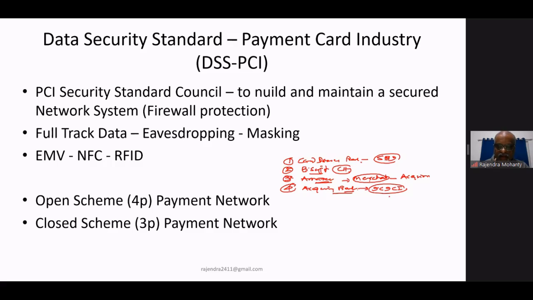Now four parties are involved. Is it clear? Yes, sir. This is an open scheme payment network.